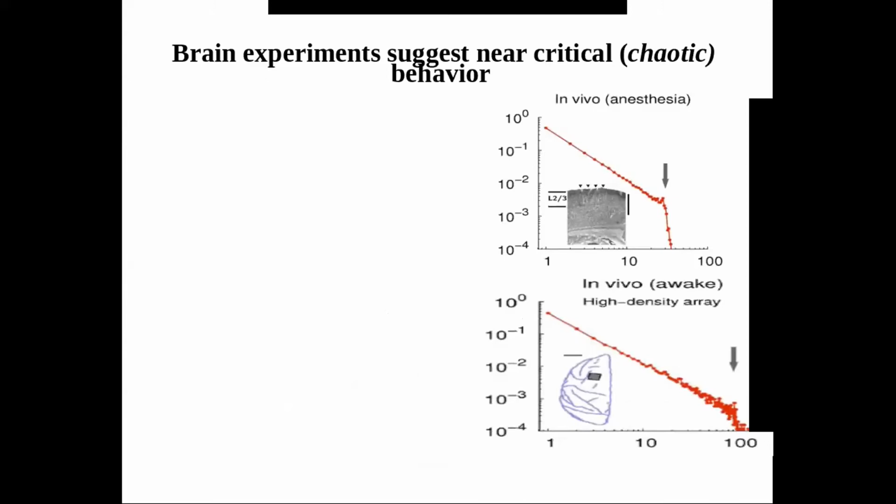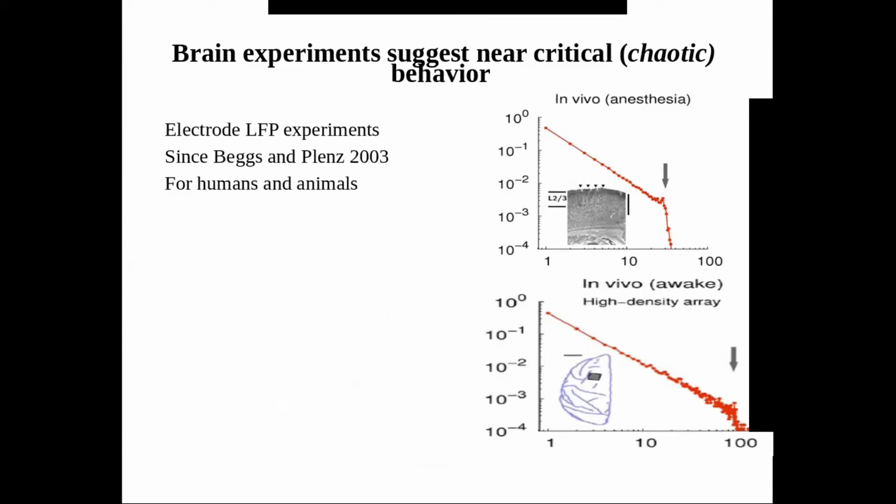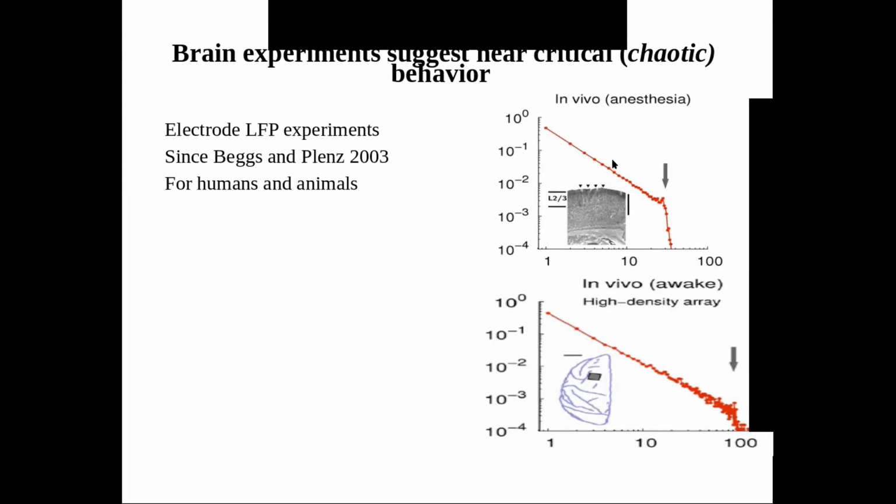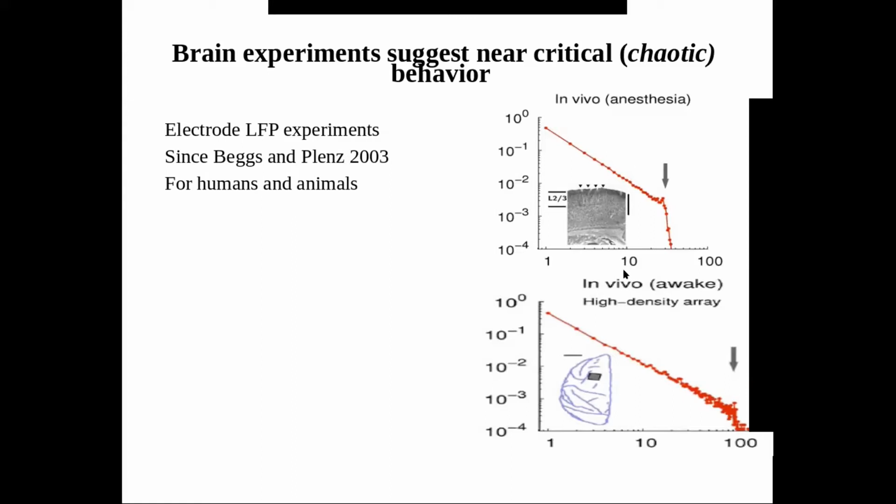Okay, so why do we find criticality in the brain experiment? This started a long time ago when Beggs and Plenz published their results in 2003, which were electrode local field potential measurements for humans and animals. You can see on the graphs two examples. One of them is in anesthesia, and another one is in an awake state, when electrodes are displaced on the brain, and spontaneous electrical avalanche distributions were measured. And you can see in the log-log plot there seems to be some power law, although the extension of the power law is not very wide.